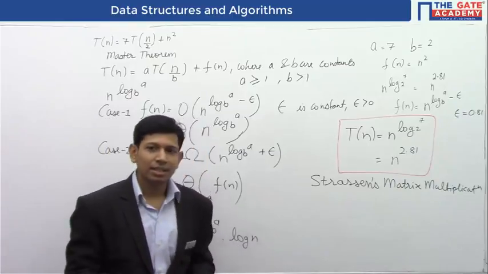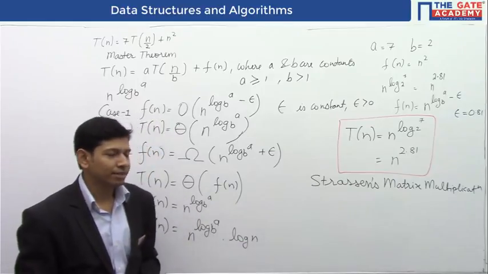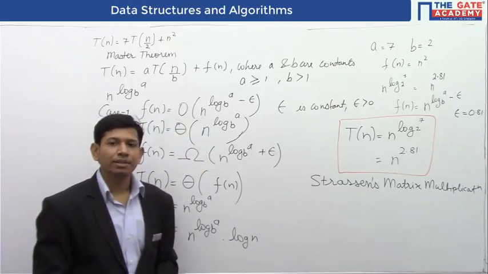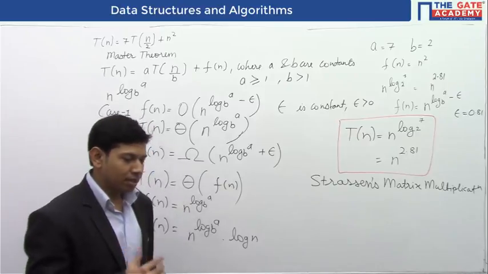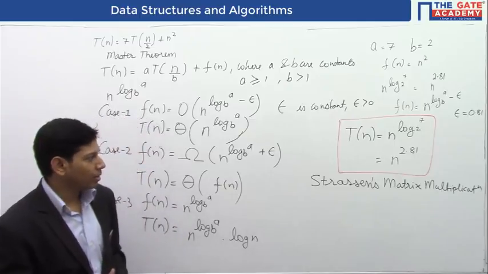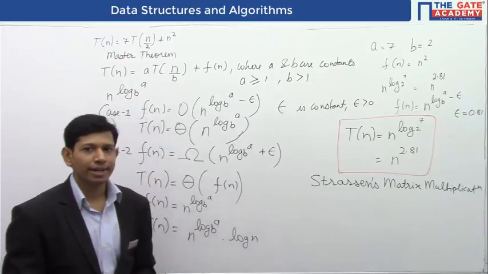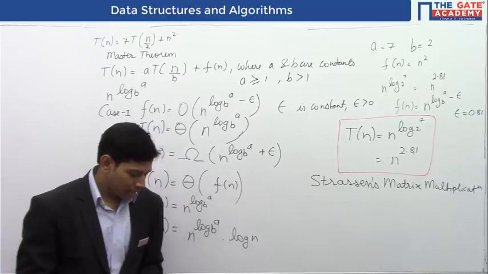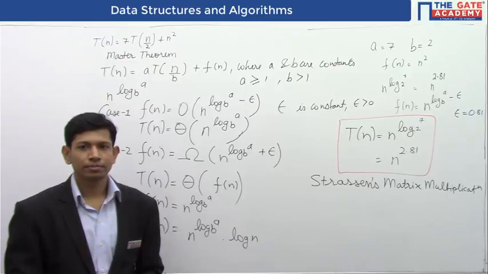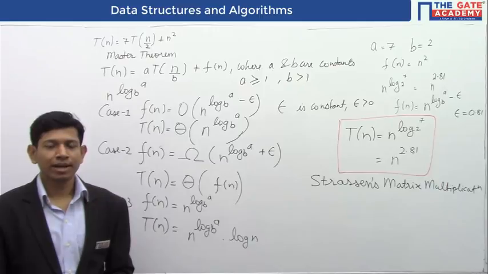So after solving this, in further parts, they can ask which problem this solution corresponds to. The answer is Strassen's matrix multiplication. Earlier, matrix multiplication had the time complexity of n power 3. But Strassen made some optimization to that algorithm and brought the running time from n raised to power 3 to n raised to power 2.81. So this is one more question which they can ask in this problem. Now let's look at the next problem.